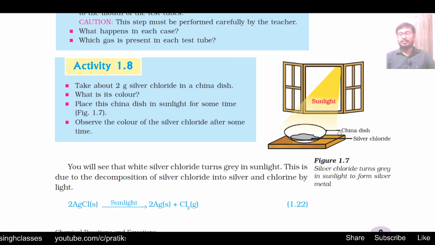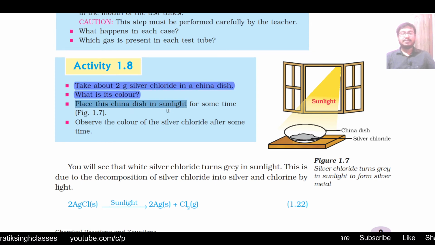What are the things given here? We have a china dish, we have silver chloride, and direct sunlight is falling over this silver chloride. Take about 2 grams silver chloride in a china dish, AgCl. What is its color? Place this china dish in sunlight for some time. Observe the color of silver chloride after some time.